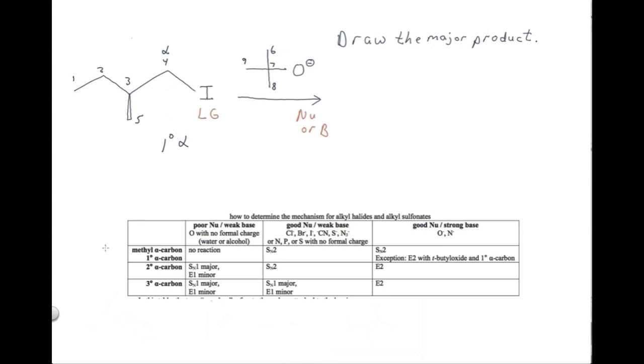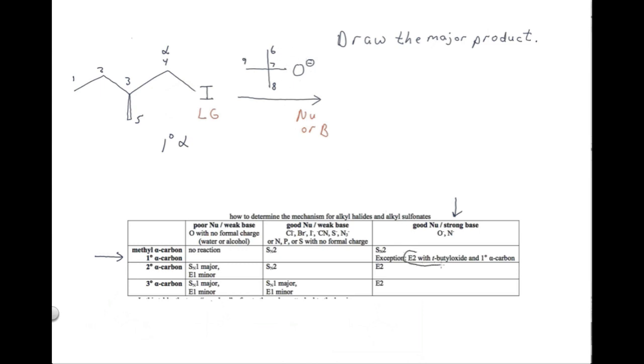A primary alpha carbon puts us in the top row of the table. O- puts us in the right-hand column of the table. Now, this table would normally predict SN2 in this cell. Normally, this table would predict SN2, but remember there's an exception for tert-butyl oxide, and you should recognize that this is the structure of tert-butyl oxide.